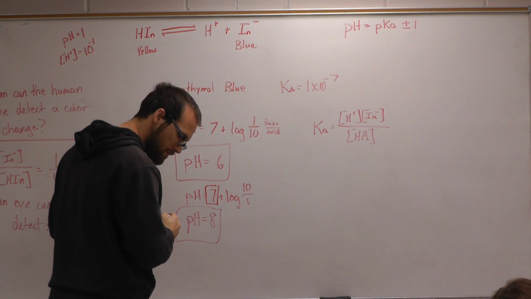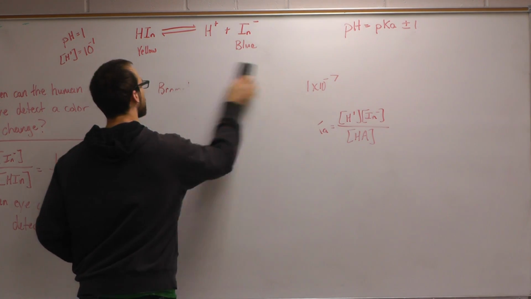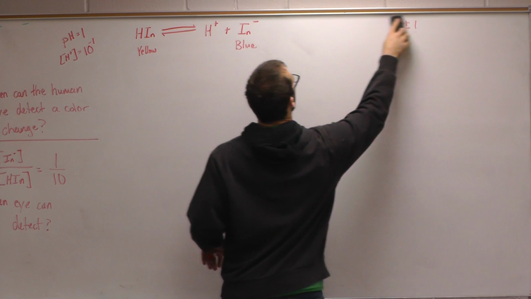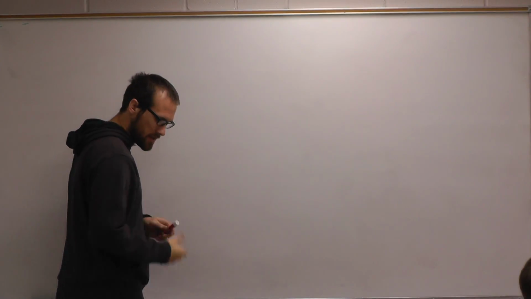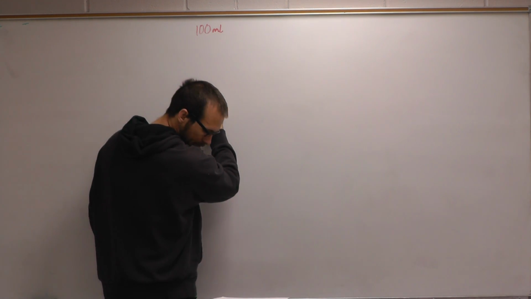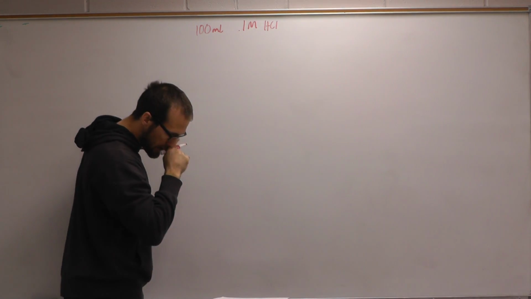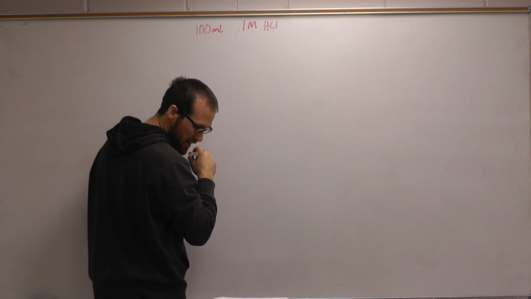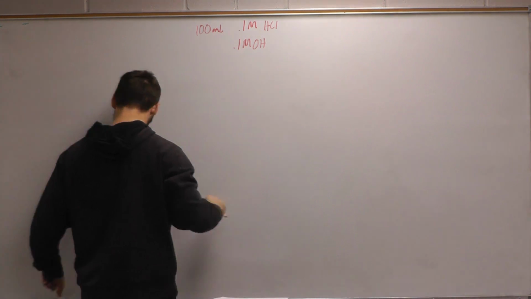So let's say that we have this situation. Let's say we had 100 milliliters. Now the volume really isn't that important. 0.1 molar HCl, and we're titrating it with 0.1 molar NaOH.